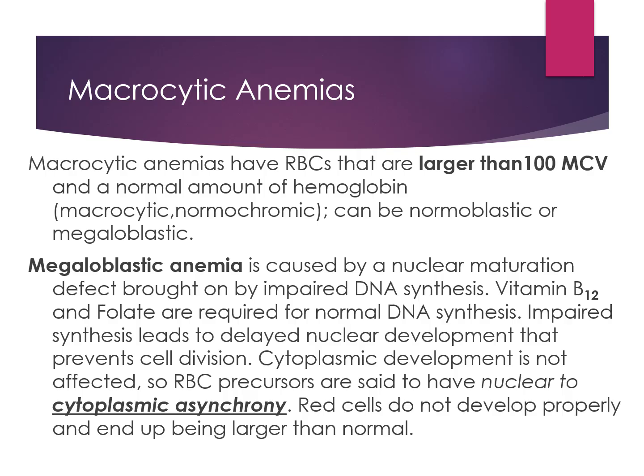Let's first talk about megaloblastic anemia. Megaloblastic anemia is typically caused by a nuclear maturation defect caused by impaired DNA synthesis. That's interesting. What would cause an impairment of DNA synthesis? Well, vitamins B12 and folate are both required for normal DNA synthesis. And when we have a decrease in either of those nutrients, impaired synthesis leads to delayed nuclear development.